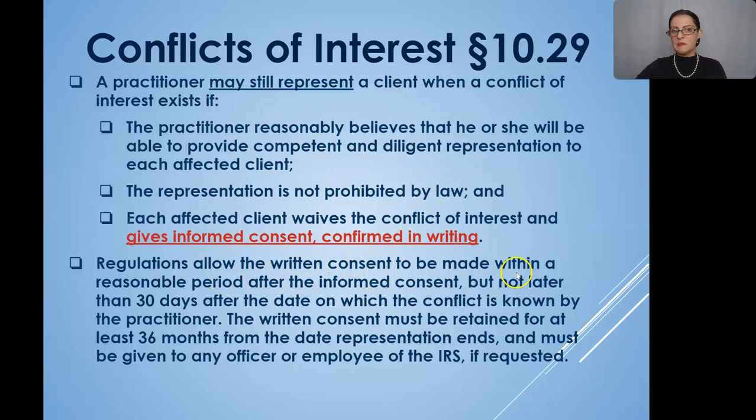Regulations allow the written consent to be made within a reasonable period after the informed consent, but not later than 30 days after the date on which the conflict is known by the practitioner. So for example, if you've discovered that they were going through a divorce, or they told you, and they're both your clients, then you want to give them that conflict of interest waiver within 30 days after you discover the conflict, or you're told about the conflict. The written consent must be retained for at least 36 months from the date the representation ends, and must be given to any officer or employee of the IRS if requested. So you have to keep that written conflict of interest waiver in your practitioner records for at least 36 months, so 3 years.